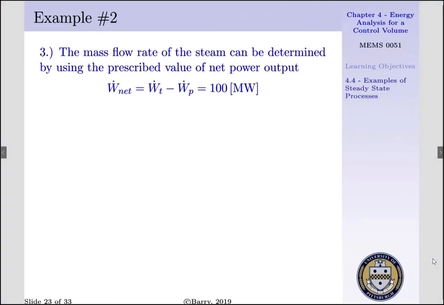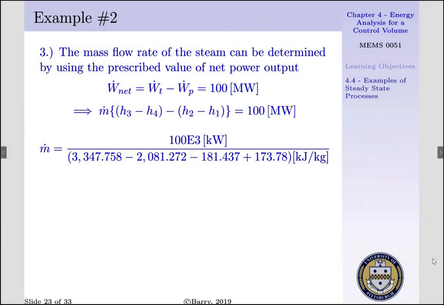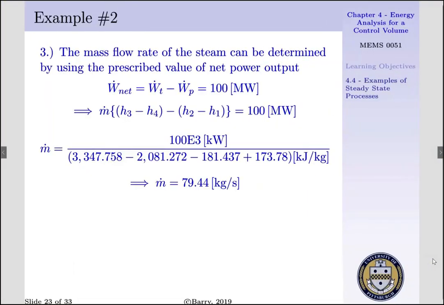To calculate the mass flow rate of the steam, we're going to relate our net power to our turbine work and our pump work. Our mass flow rate of our steam times the quantity H3 less H4 minus the quantity H2 less H1 has to be equal to 100 megawatts. Substituting in our updated enthalpy values at state 3 and state 4, we find that the mass flow rate of our steam is 79.44 kilograms per second. This value has decreased in comparison to the mass flow rate of the steam in example 1.